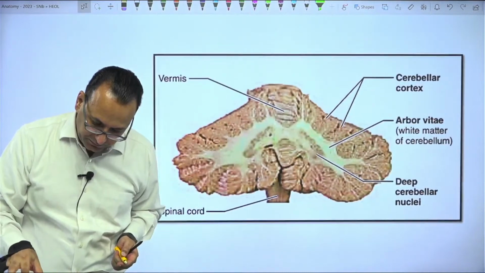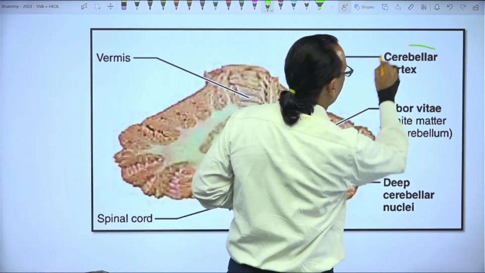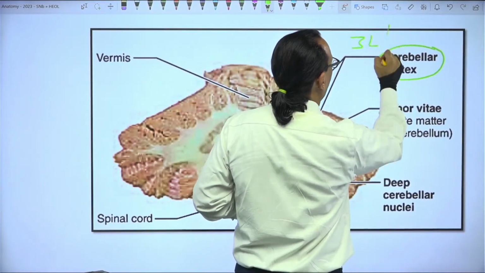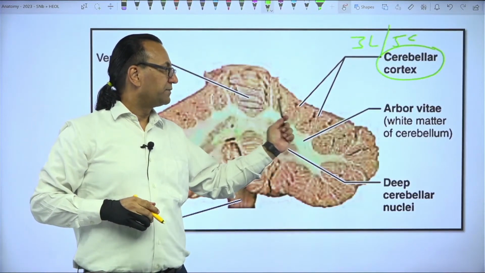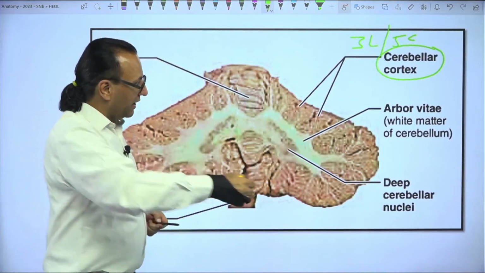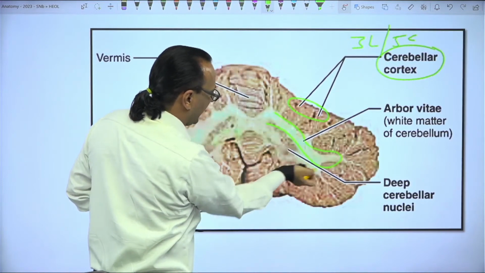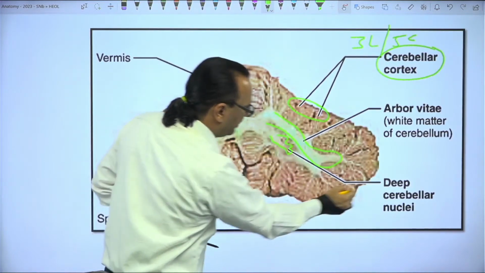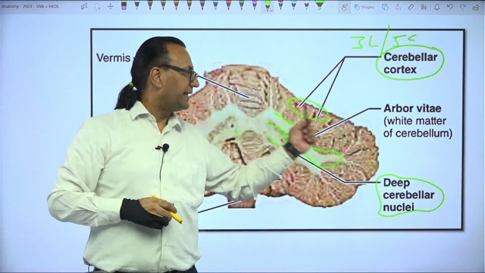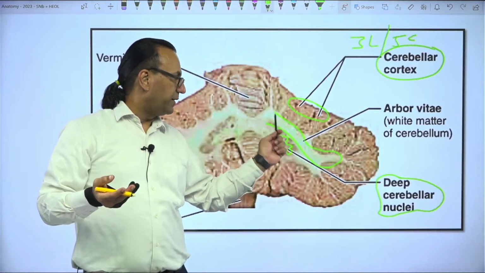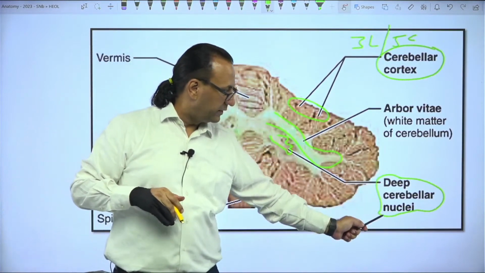You can appreciate that first of all, this is the cerebellar cortex. You will have 3 layers and 5 cells: the stellate, basket, Purkinje, and the GG cells. In the periphery, if you go deeper, there will be white matter, and in that white matter there will be some nuclei, and they are called deep cerebellar nuclei, like the dentate nucleus. So outside is gray matter, inside is white matter. In that white matter there is some gray matter, and that gray matter is the deep cerebellar nuclei.